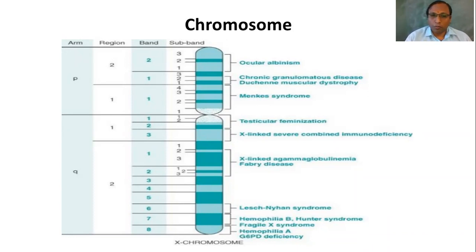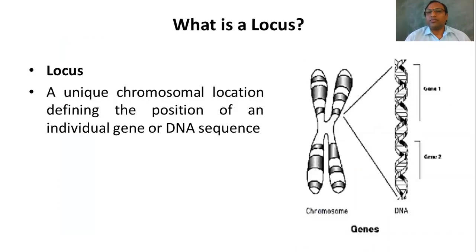So how do we find it out, or how is this happening? Here, what a locus is plays a very important role. A locus means a unique chromosomal location defining the position of an individual gene or DNA sequence.